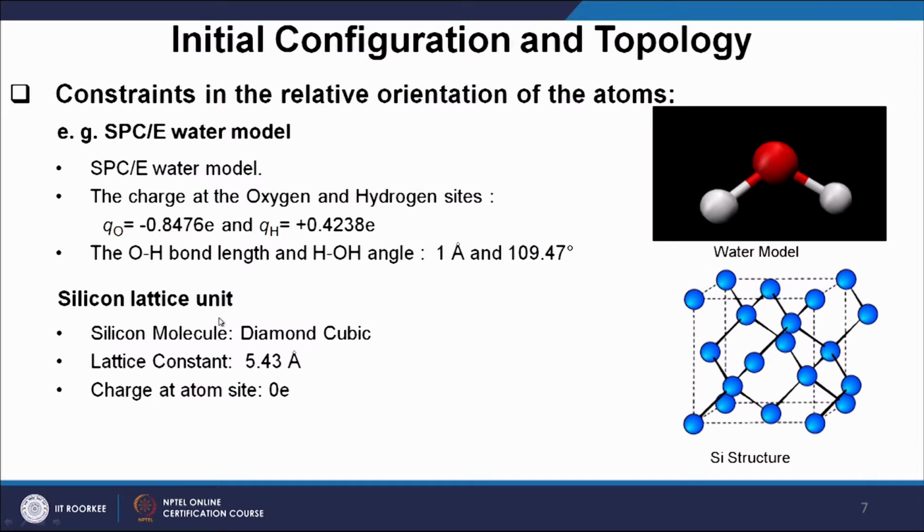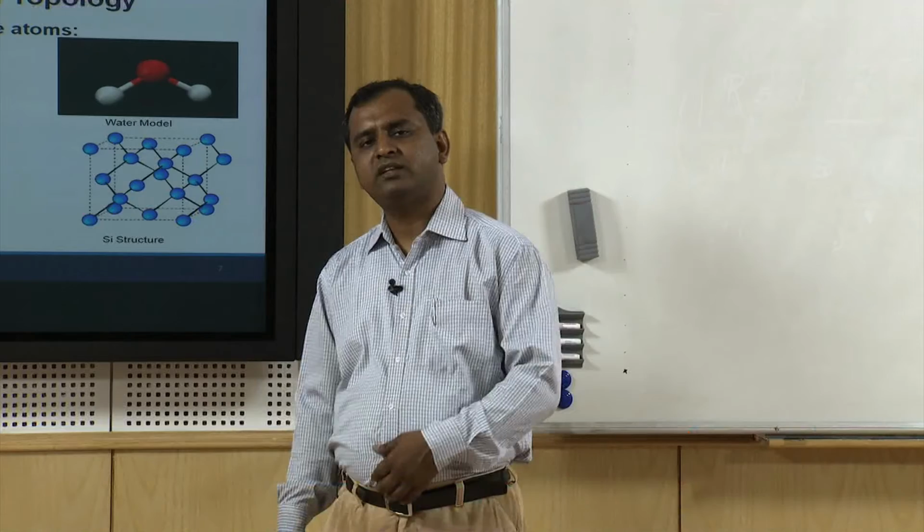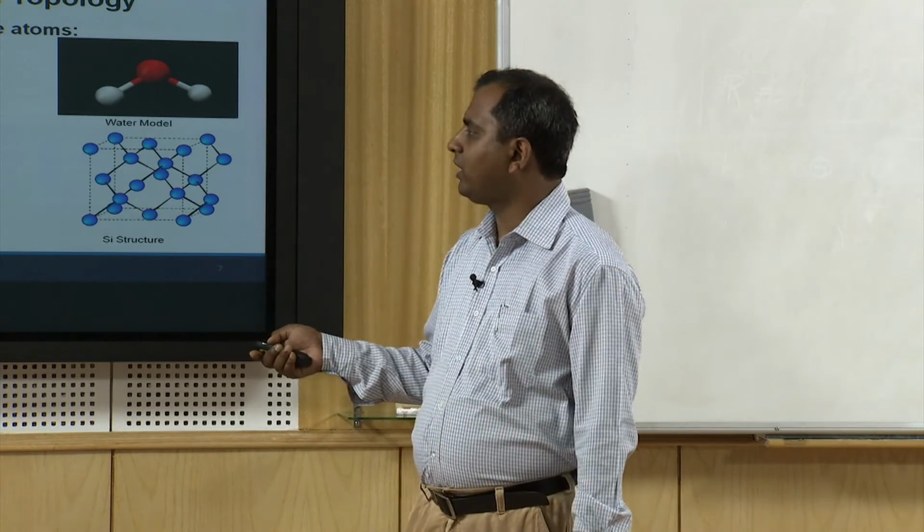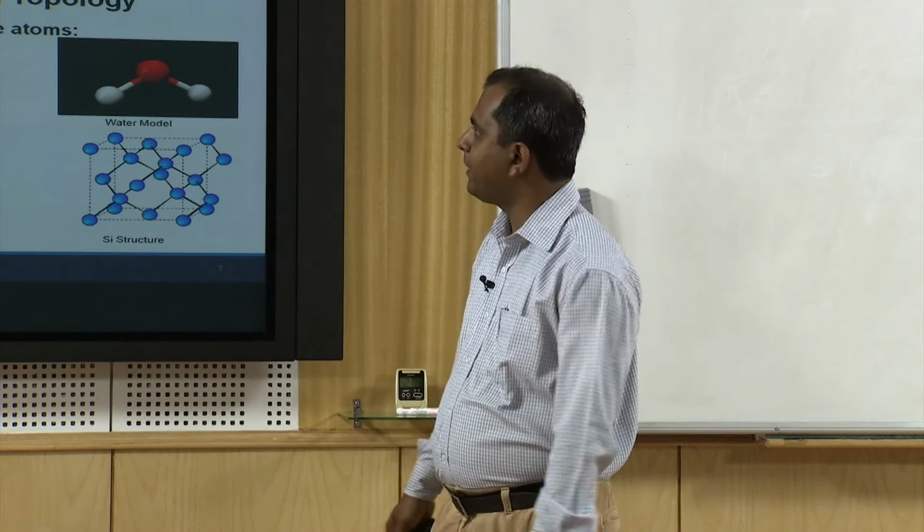Similarly, for silicon, we consider a diamond cubic structure like this, okay, and we decide the lattice constant will be 5.43 angstrom. So, between two silicon atoms we have a distance of 5.43 angstrom, okay, and usually for this type of application we consider that the silicon has no charge. So, we give silicon atom charge as 0 into E, okay.